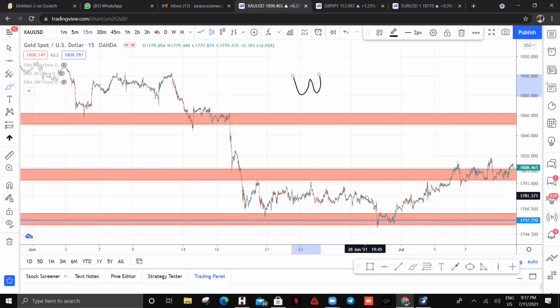So I saw this, and immediately I said, let's enter this trade because I'm expecting it to go this way. That was why we picked the buy.